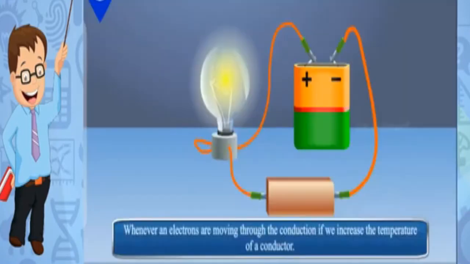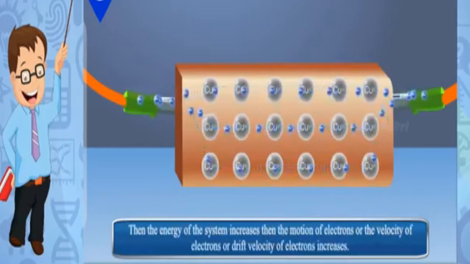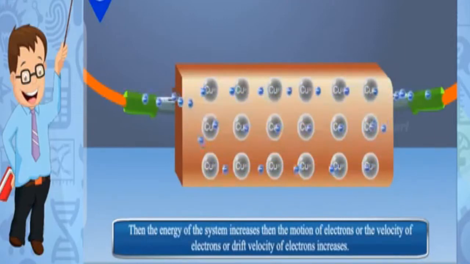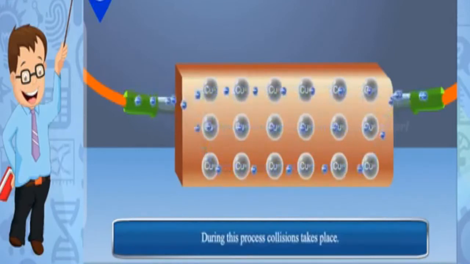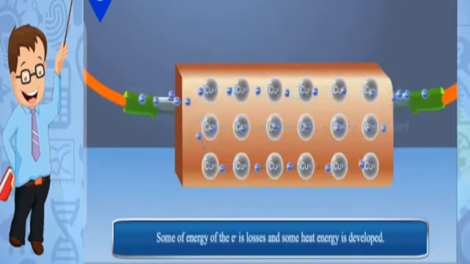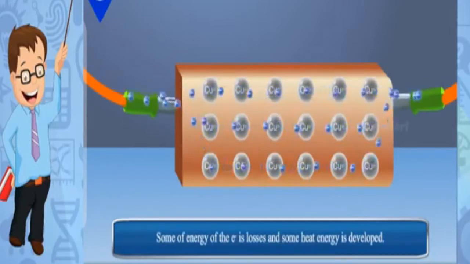Whenever electrons are moving through a conductor, if we increase the temperature of the conductor, then the energy of the system increases, and the motion or drift velocity of electrons increases. During this process, collisions take place. Some of the energy of the electron is lost and some heat energy is developed.